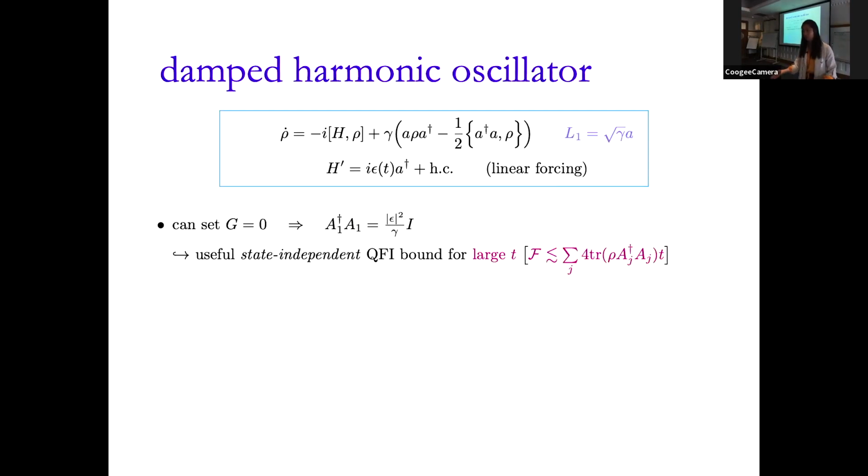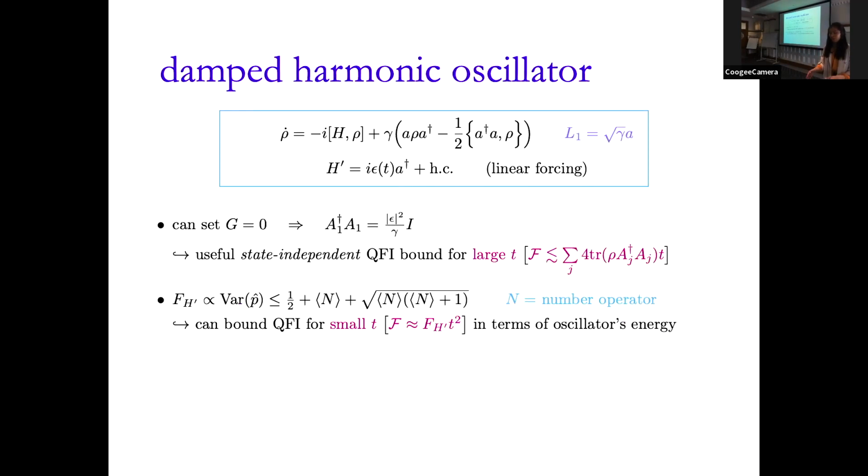Here we only have A1 because there's only one Lindblad operator. And it turns out that A1 dagger A1 is proportional to the identity. So this leads to a state independent bound. This bound holds for all times, but it's only going to be tight at large times. For small times, remember the initial QFI growth rate is governed by F sub H primed.